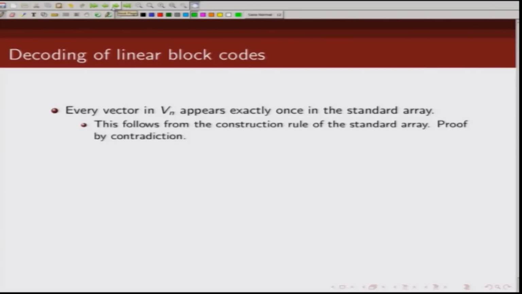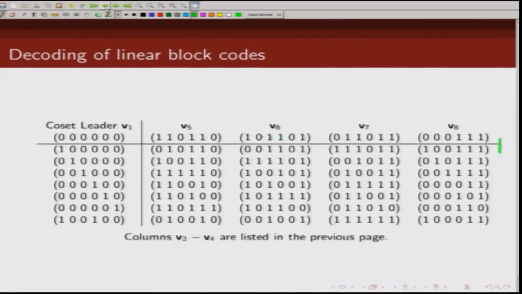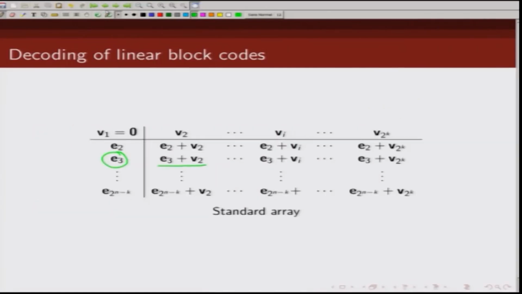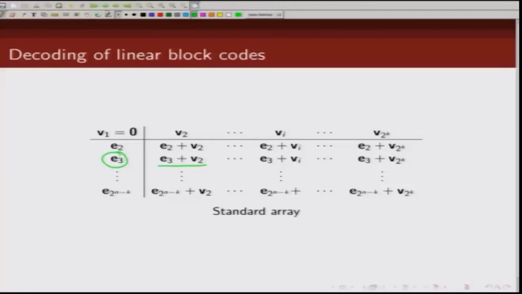This follows from the way we are constructing our standard array, and the proof is by contradiction. It is a very small proof, so I can just give you that. How does the proof by contradiction work? We will assume something and then we will show that our assumption is wrong, that it is not possible. So, we have to prove that every element here is basically unique.